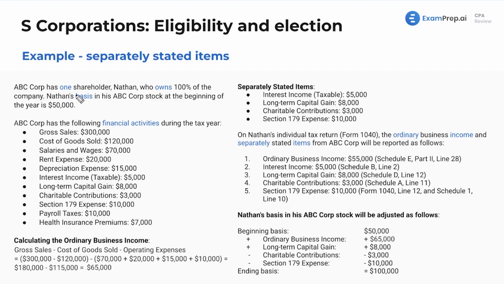ABC Corp has one shareholder, Nathan, who owns 100% of the company. Nathan's basis in his ABC Corp stock at the beginning of the year is $50,000. ABC Corp had the following financial activities during the tax year. Just take a look all through here. I'm not going to read them all out, but we'll pick and choose which items we need.